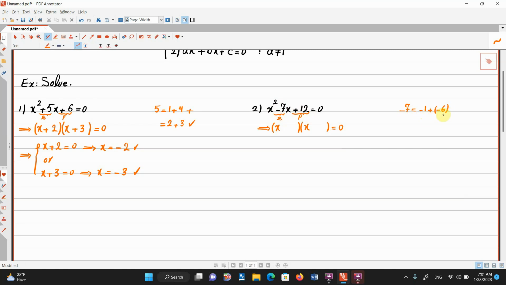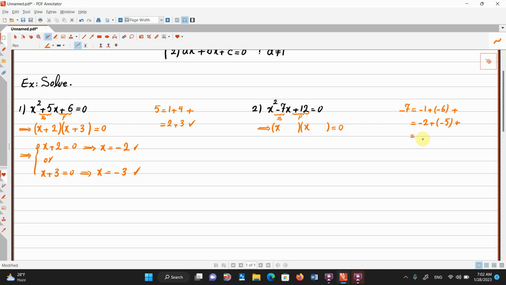But -1 times -6 won't make 12. This option is not acceptable. Let's go to next option. The negative number before -1 is -2. By -2, the next negative number, which will make -7, is -5. Again, you can see -2 times -5 won't make 12. Then this option is unacceptable too.